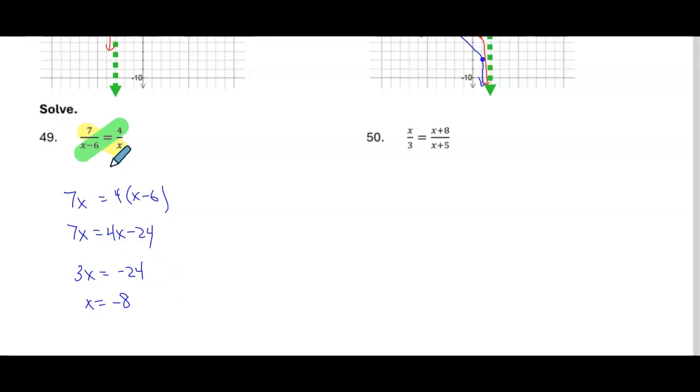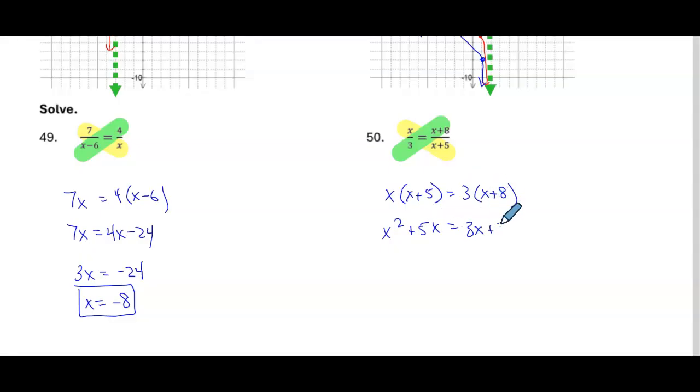And if you check back, what you're looking for on these is, do we divide by 0 ever? So if you put a -8 in here, it's okay to get -14. As long as we're not dividing by 0, we're good. So this works. Okay, and the same thing with number 50. Let's do a cross product this way first, and then we'll also do a cross product this way. So for the yellow, I have x times x plus 5. For the green, I have 3 times x plus 8. So distributing gives me x squared plus 5x. Distributing here gives me 3x plus 24.